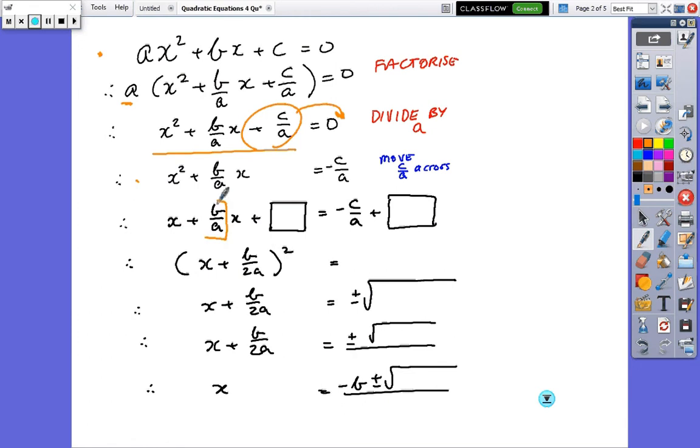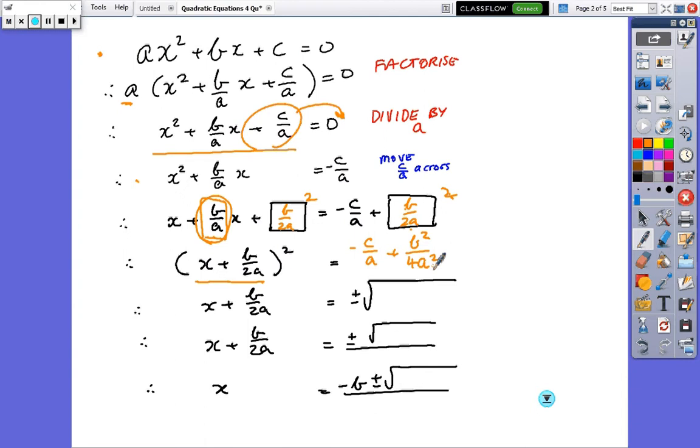Now what we have to do is work out what number we need to complete the square. What we do is we halve the number and square. So it's going to be b over 2a squared. So I'm going to add b over 2a squared. Remember, we halve the number in front of the x and square it, and then that becomes our perfect square. So on this side we've got, I'll just leave this minus c over a plus b squared over 4a squared. 2 squared is 4, a squared is a squared.